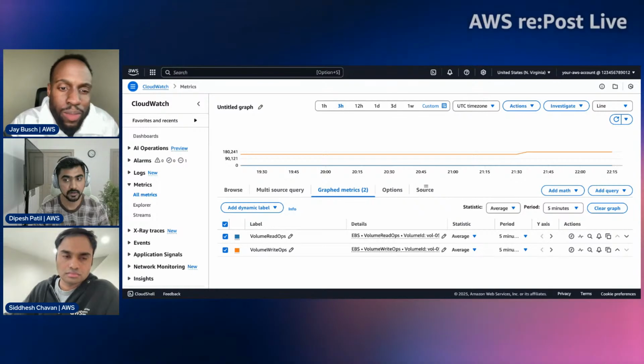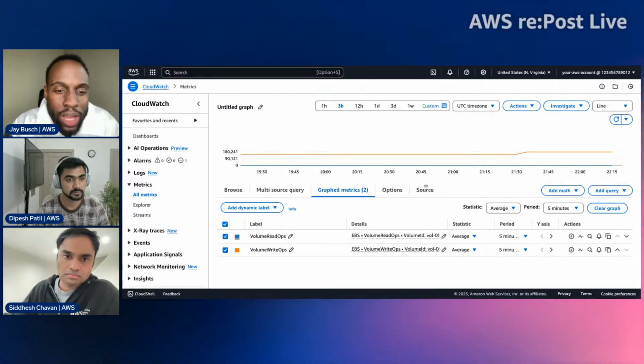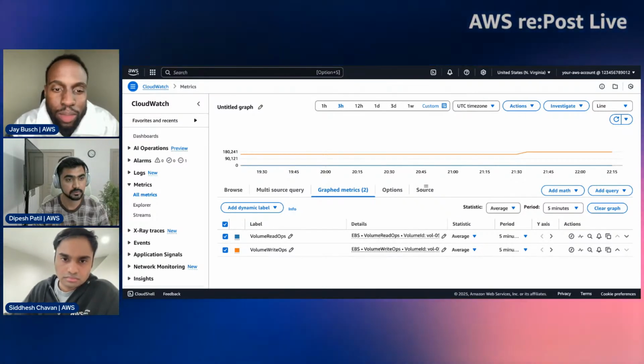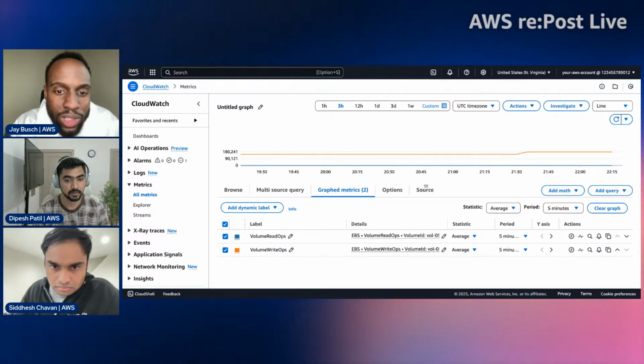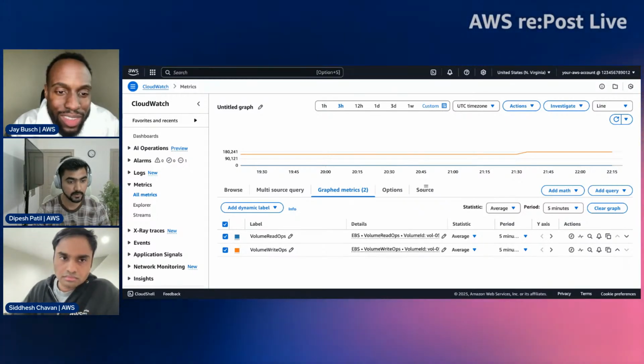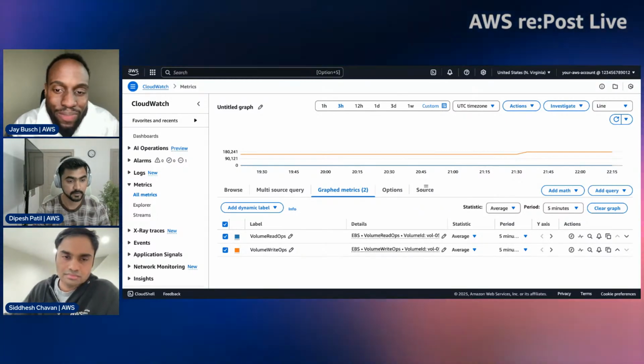I see a volume and what looks to represent read ops in the blue graph, which it doesn't look like you have a bunch of users. You might want to investigate that, and some write ops in orange.